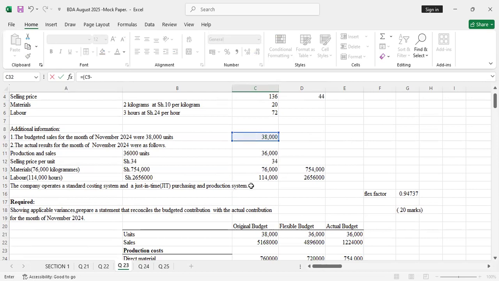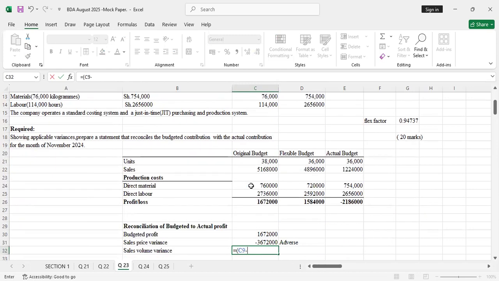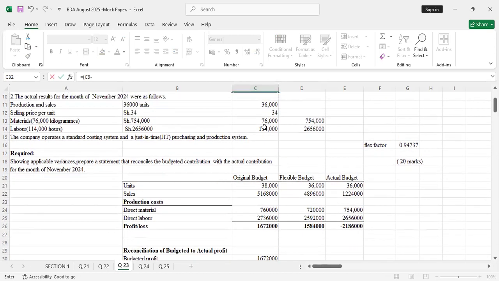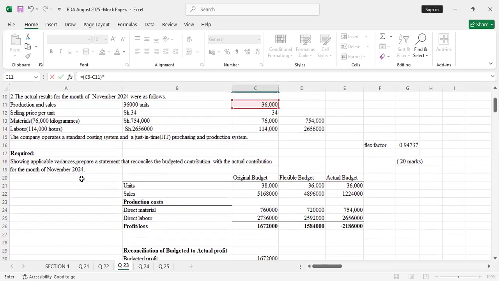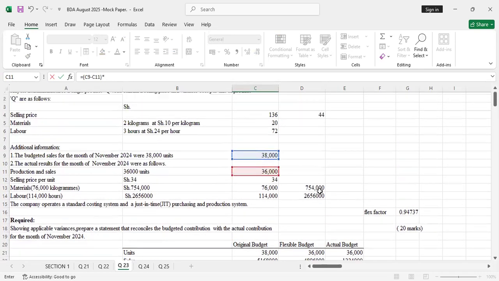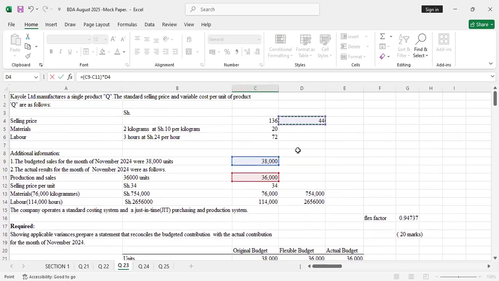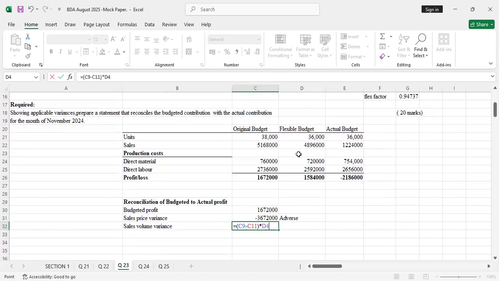They budgeted to sell 38,000, but the actual they sold was 36,000 units. So subtract the 36,000, then you multiply by the budgeted contribution, which was 44. So before I enter, you can see this is how we reason. You don't just pick the formula. These are sales volume variance.